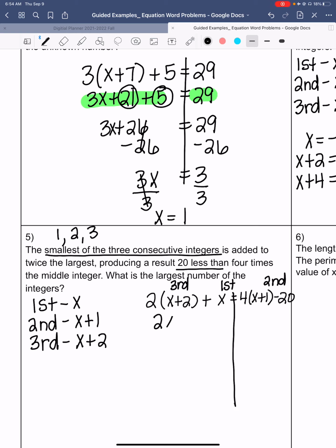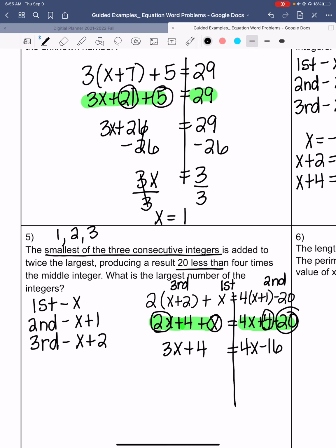When I distribute, this becomes 2x plus 4 plus x equals 4x minus or plus 4 minus 20. Now we're going to combine like terms, left and right. So 2x and x gives me 3x plus 4. And then I have 4 and negative 20, which is 4x minus 16. Now my next step is to move all my variables to the left, so I'm going to move 4x over. So I subtract 4x, and I have negative 1x plus 4 equals negative 16.